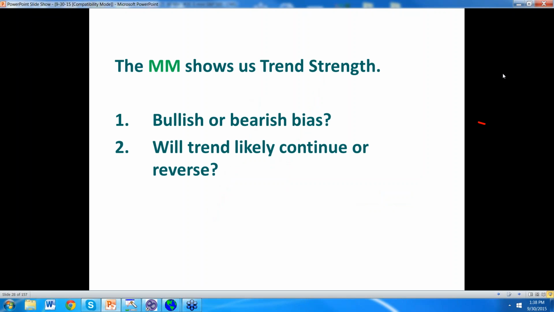Okay. Again, the measured move shows us trend strength. You'll know whether it's bullish or bearish. Again, higher lows, higher highs, lower highs, lower lows. But it will also tell you how strong the trend is. Okay. So in other words, it can be going up and it can still have some bearish tendency, if you will. It can be going down, and it could have a bullish tendency, strangely enough, because you'll know when the trend will likely continue or reverse, depending on trend strength.